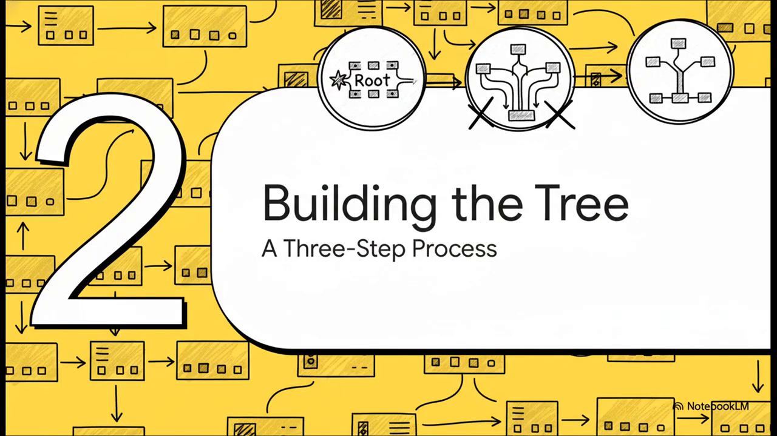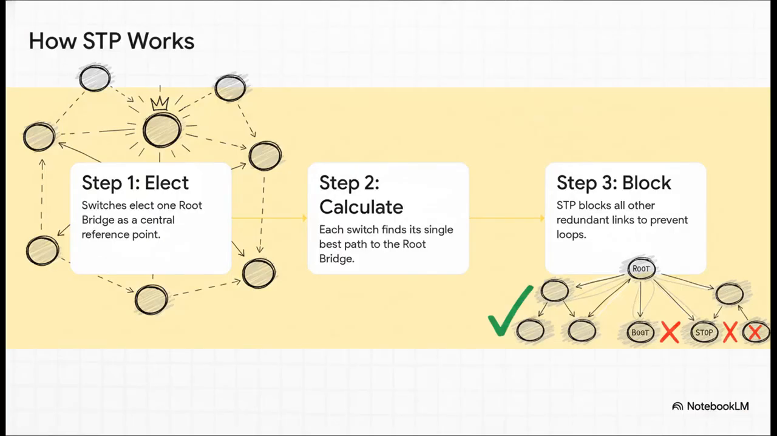Okay, so how does this magic actually happen? It sounds complicated, right? A bunch of separate switches all working together to build this perfect loop-free map automatically. But it really boils down to a pretty clever three-step process. It's simple, really. Step 1, they elect a boss, called the root bridge. Step 2, everyone else figures out the fastest way to get to that boss. And step 3, any other extra path gets shut down. That's it. Elect, find the best path, block the rest.